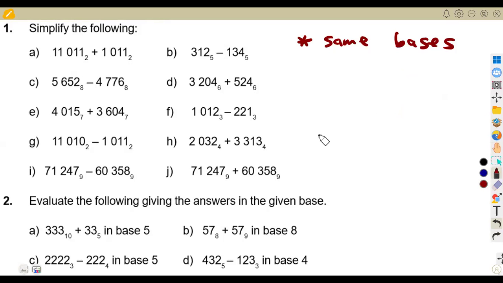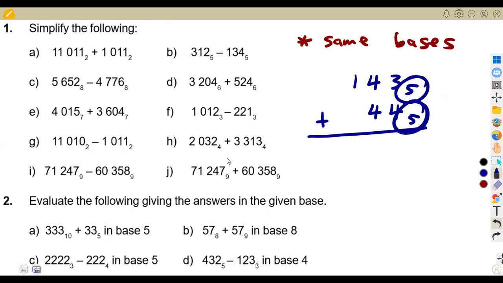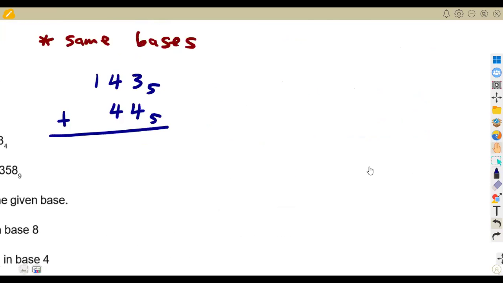All right, let's consider addition. When we are given numbers to add, let's say we have got two numbers. We've got 143 in base 5, and we are adding 44 in base 5. Take note, the bases here are the same, so our addition is possible. It is possible for us to add.